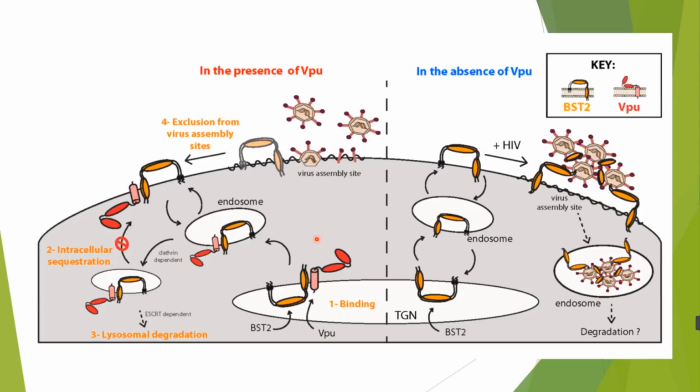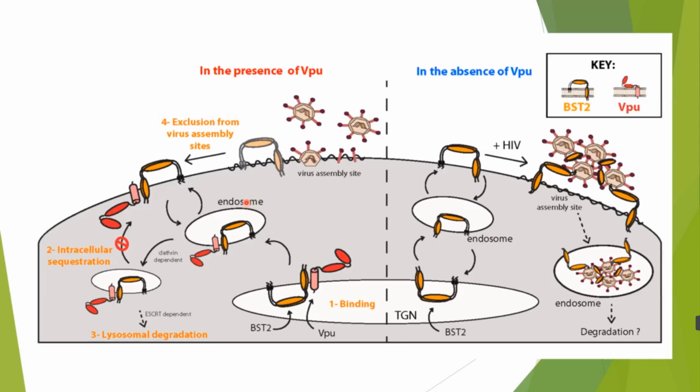So NEF, CD4. It eliminates CD4 from the surface. So essentially what you're doing, following a similar pathway that's outlined here, NEF binds to the CD4 molecule, brings it in for degradation. So you're essentially erasing the identity of CD4 T helper cells by getting rid of the CD4 molecules.